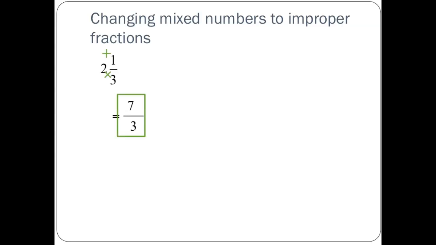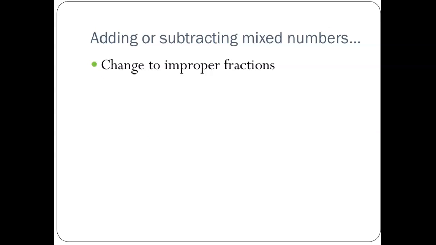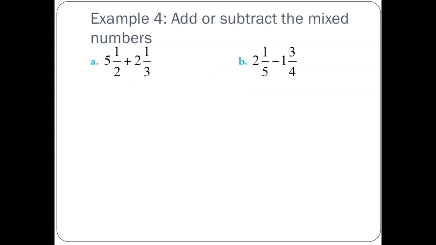So now when you're adding or subtracting mixed numbers, you want to change them into improper fractions and then add or subtract like you did before. So if you had unlike denominators, you're going to have to find a common denominator. If you already had common denominators, then you can go ahead and add or subtract the numerators and keep the denominator. All right, let's look at a couple more examples.